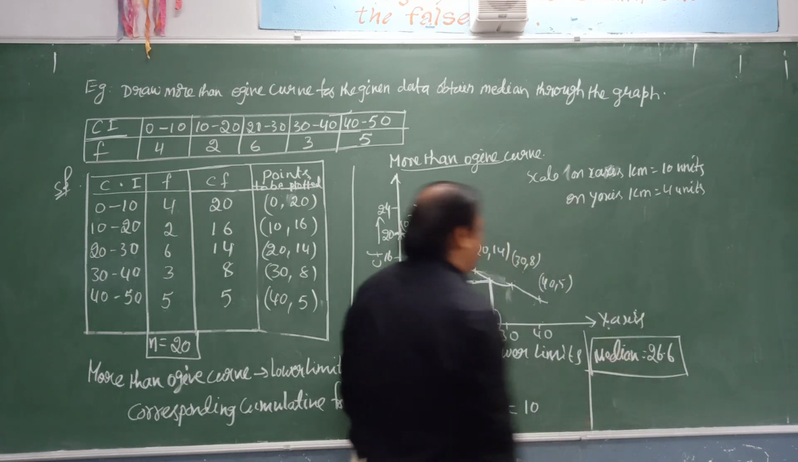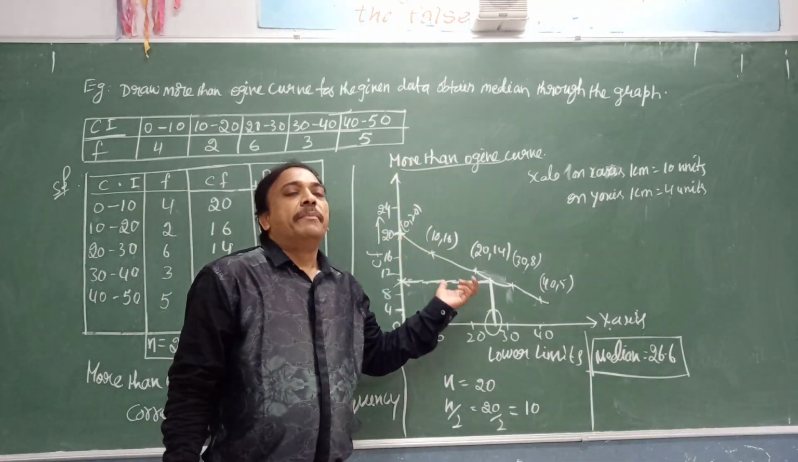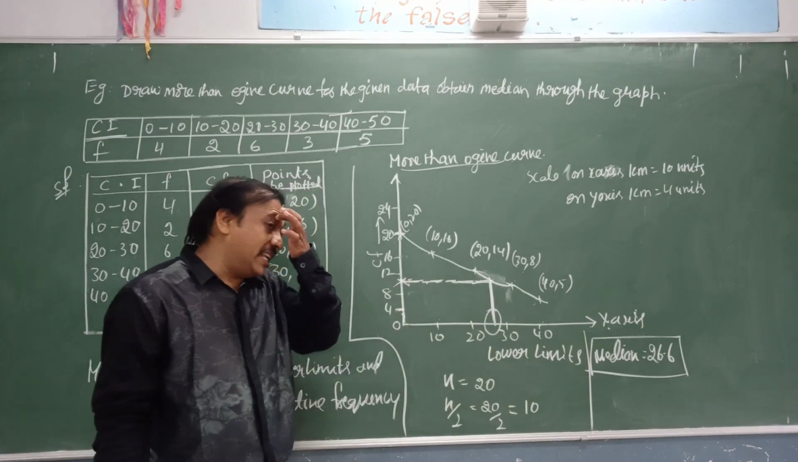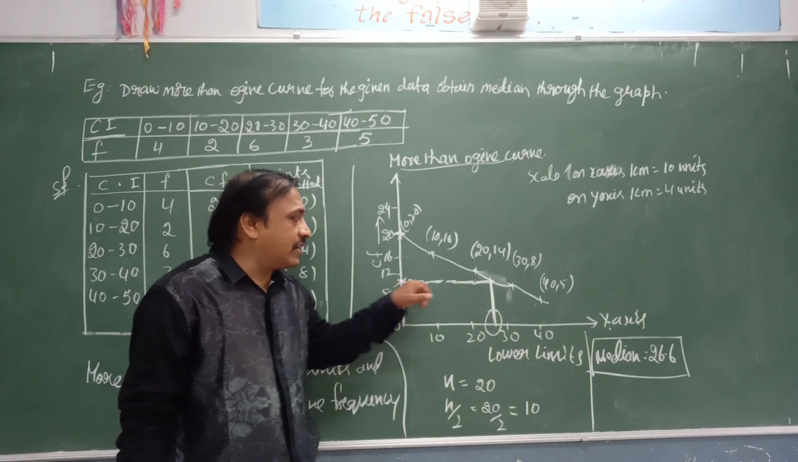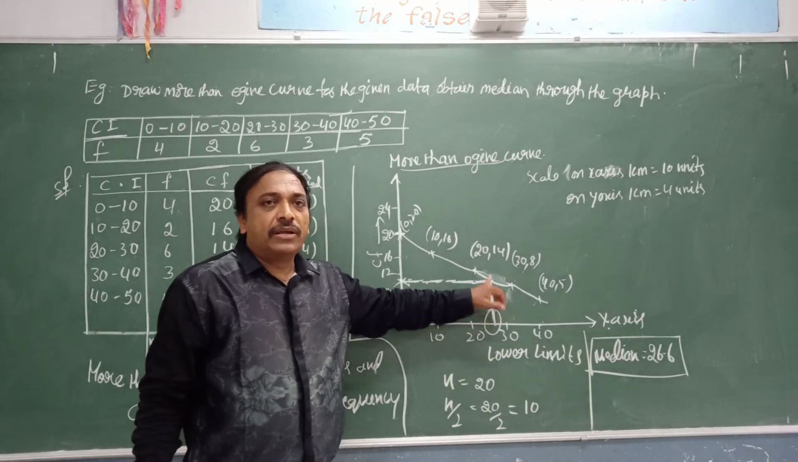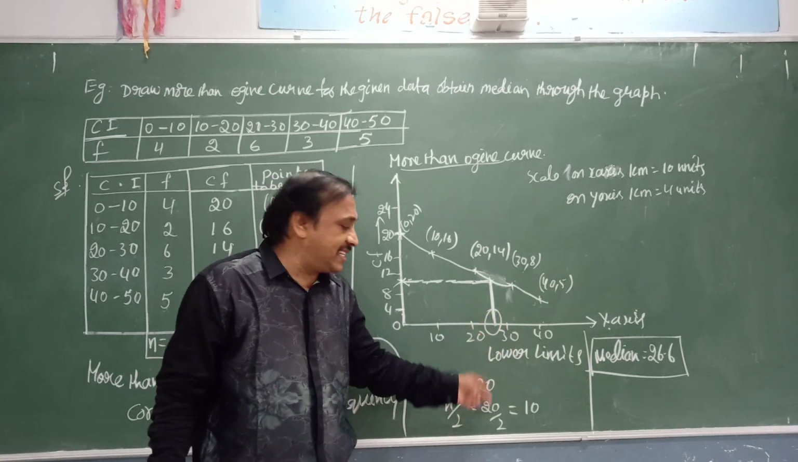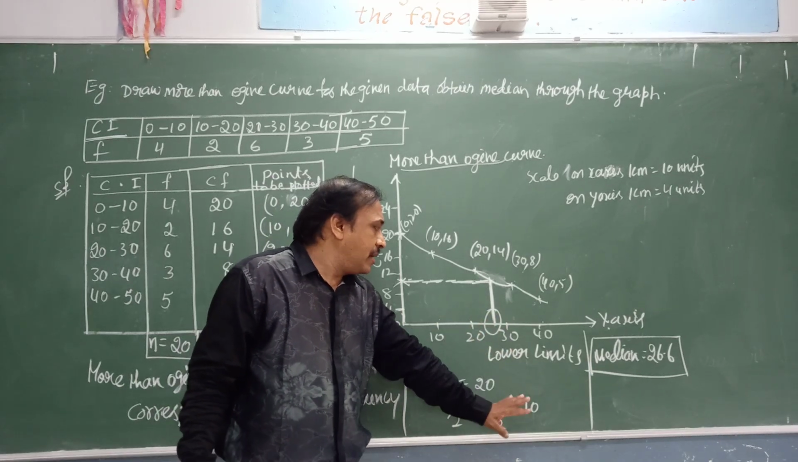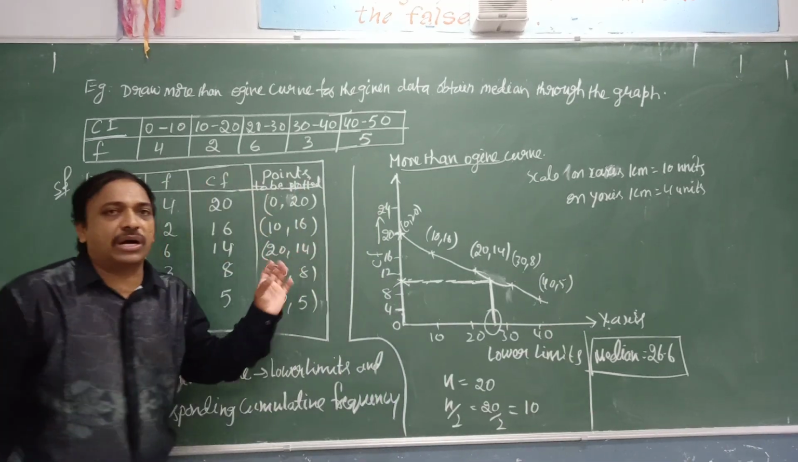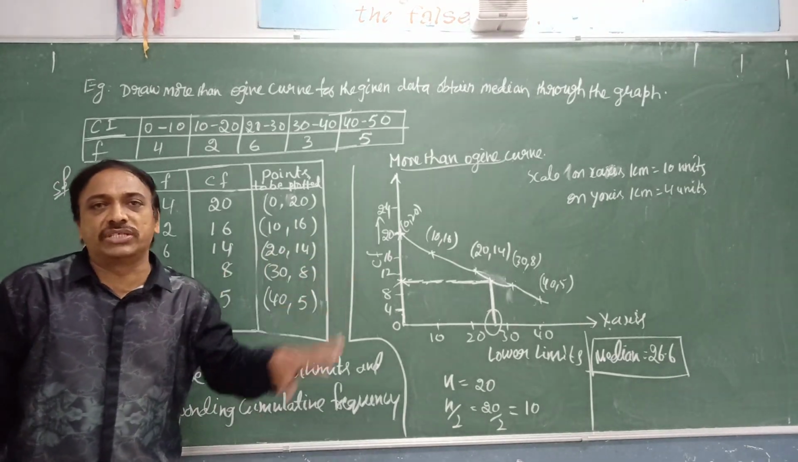If you see in the graph sheet, you will get the exact points. So this is how we use the more than ogive curve and obtain the median. You have to calculate the n by 2 value. From that point, draw a parallel to the x-axis. Where it meets the graph, from there draw a perpendicular to the x-axis. Identify the value on the x-axis. That is 26.6 approximately. That is the median. I hope you understood how to get the median from the less than and more than ogive curves.